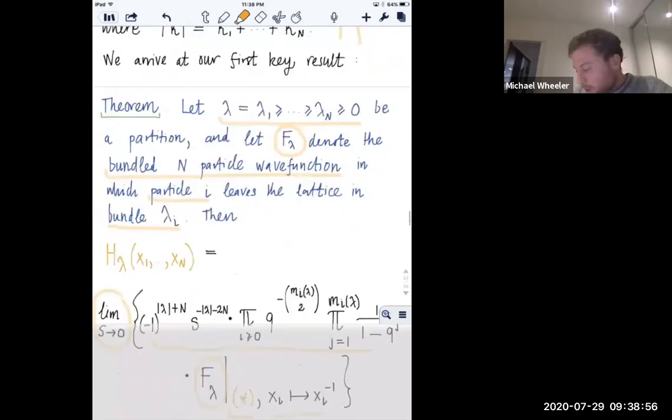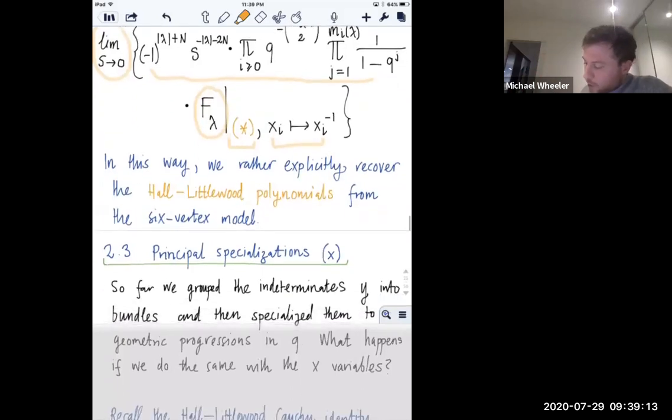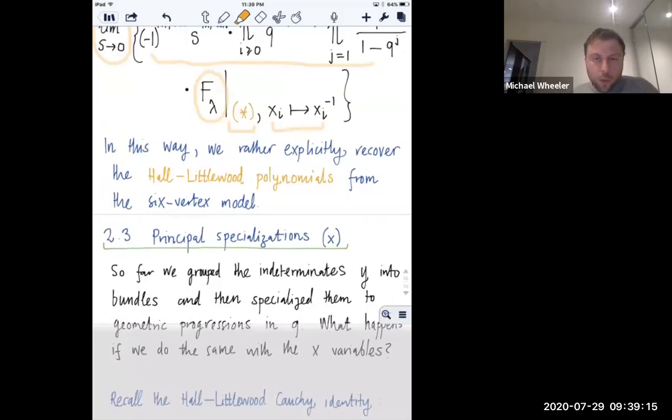So that's the first goal of what we wanted to do in this lecture, which is recovering the Hall-Littlewood polynomials via sequences of specializations of the 6-vertex model wave functions. So this was principal specializations of the y parameters. And now we're going to do something similar with the x parameters.